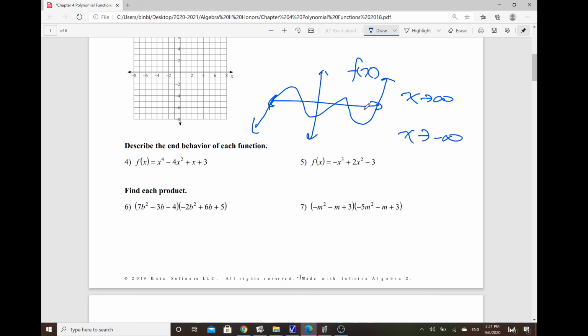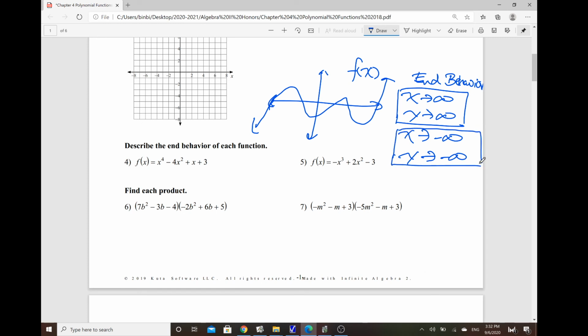And as you can see, if x goes to infinity, so let's say that x is getting bigger and bigger, that means y goes to infinity. So here's how you state one of the boundaries. That's called the end behavior. And here's another boundary. What about x goes to negative infinity? If x is getting smaller and smaller, getting close to negative infinity, that means y goes all the way down to negative infinity. So basically by using the graph, you can just see the boundary.